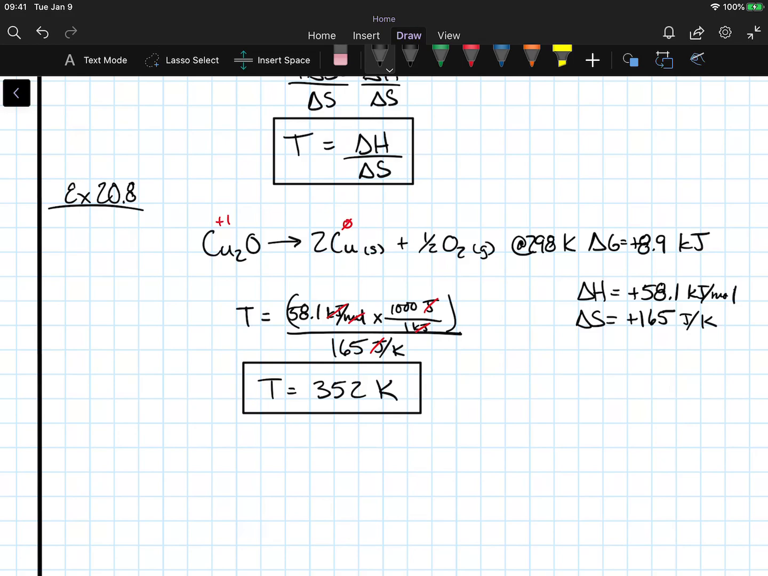So we'd take some copper oxide and heat it up to 352 K with some oxygen around, or without oxygen, and it would spontaneously decompose into copper and oxygen. And this is one way that they isolate copper from its ore of copper oxide.